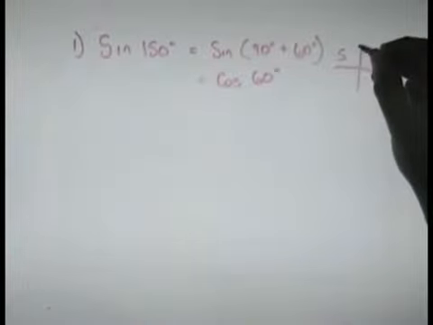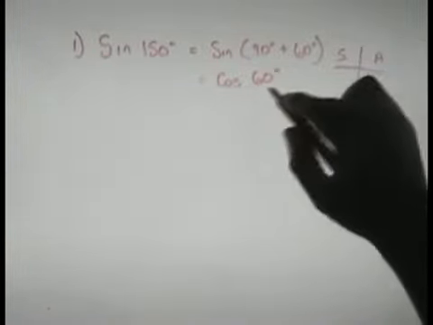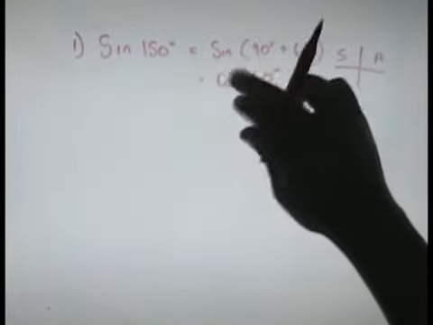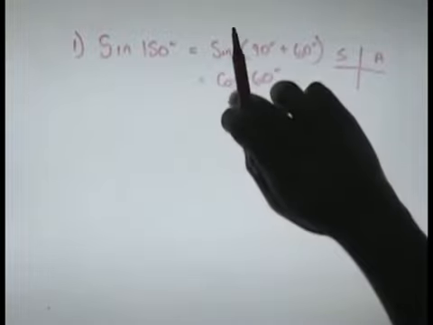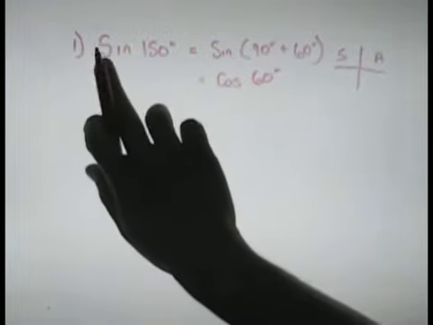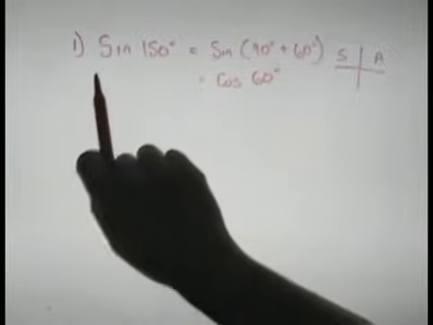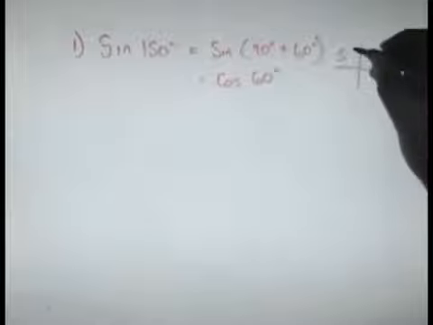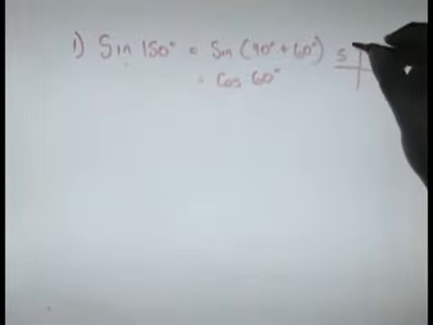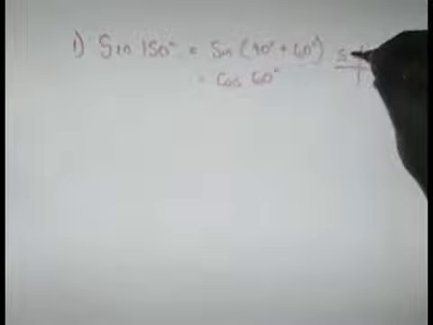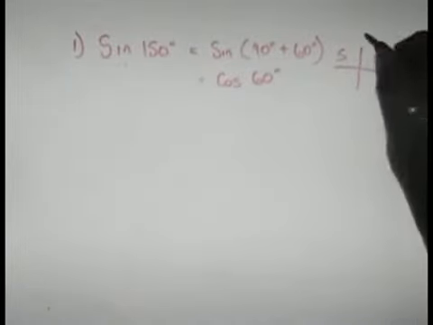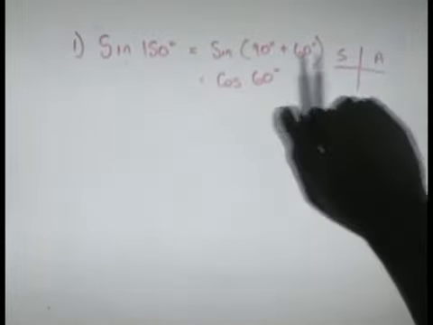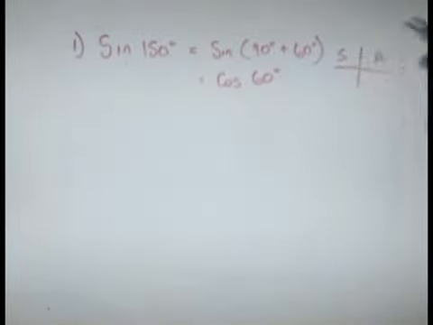Yes, I do know that sine is positive in the second quadrant. 90 plus puts us in the second quadrant. Why is cos positive? Because the sign of this function at the end does not depend on this function, but rather on the original function. The original function was sine, which means that 150 degrees falls in quadrant 2, sine is positive, which means that our final answer, even though it becomes cos, stays positive, cos 60.